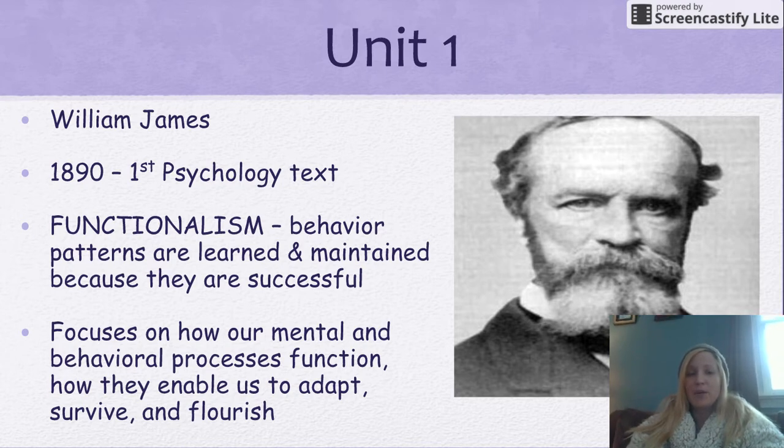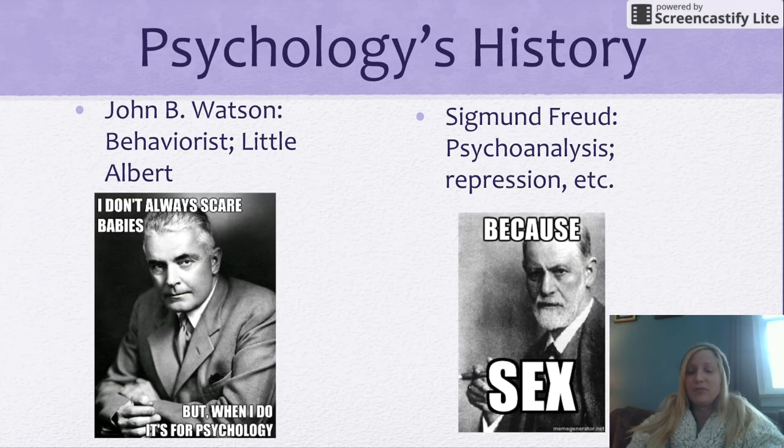So William James, we know in 1890, he published the first psychology textbook, and he's known for the functionalism school of psychology, and this looks at our internal systems as systems, not just separate parts, and he says that behavior patterns are learned and maintained because they are successful. So our body and our mind continue to do these things. It focuses on our mental and behavioral processes, function, how they enable us to adapt, survive, and flourish, and just become better.